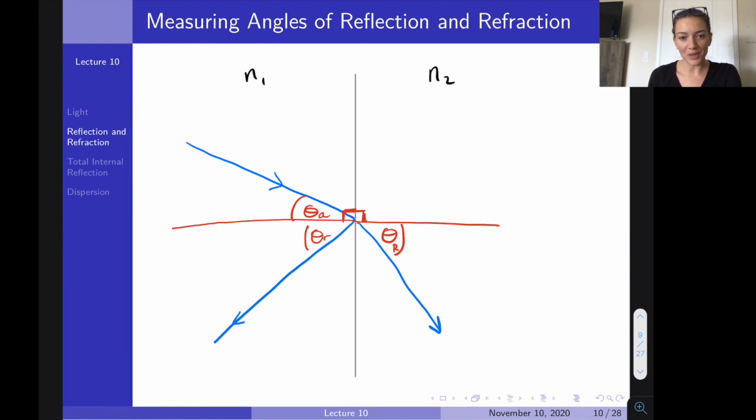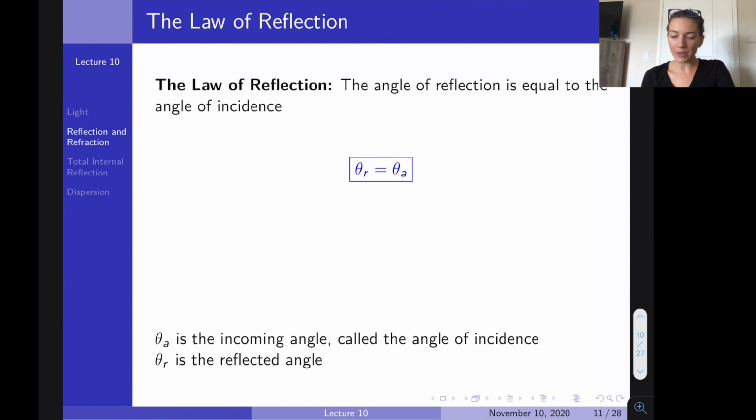So that's the number one thing to remember about this: make sure that you're always using the normal to measure from when you're talking about the angles, or when you're doing a problem and they mention an angle to you. Okay, so now we have the law of reflection.